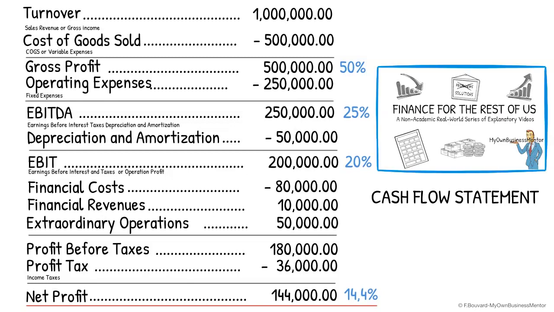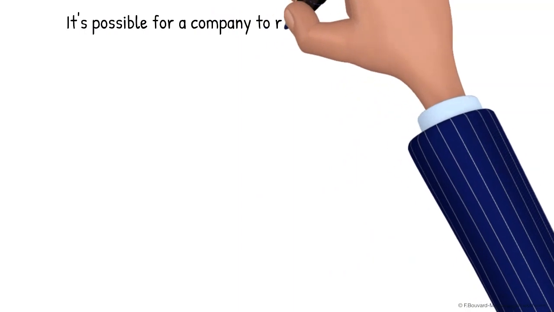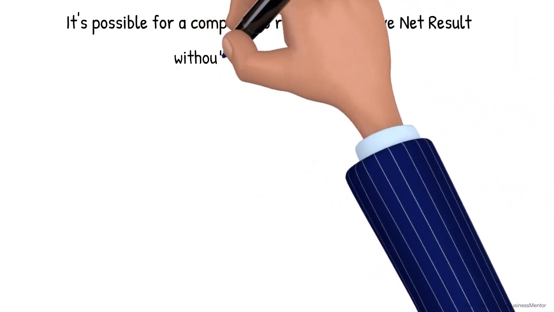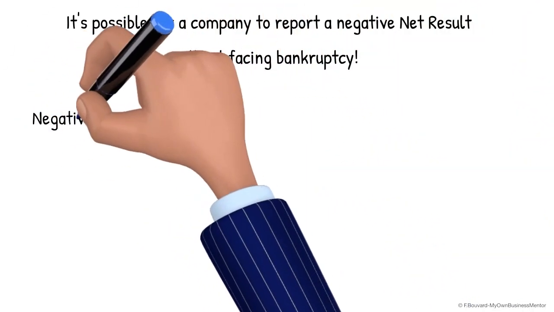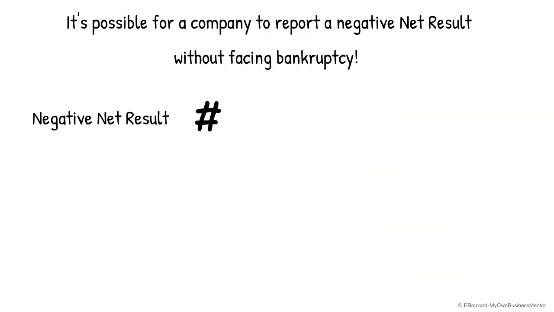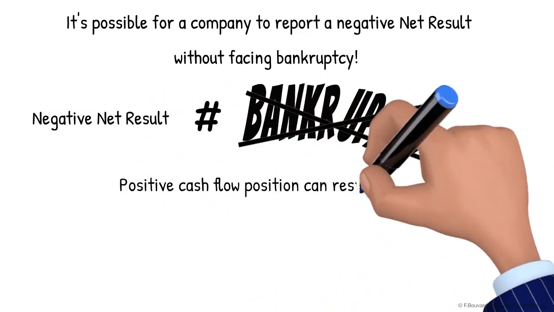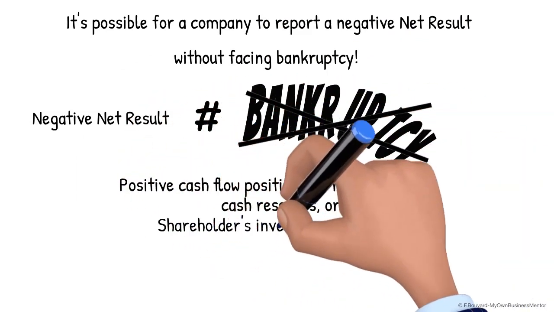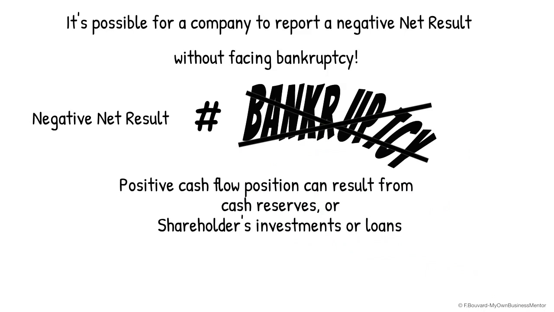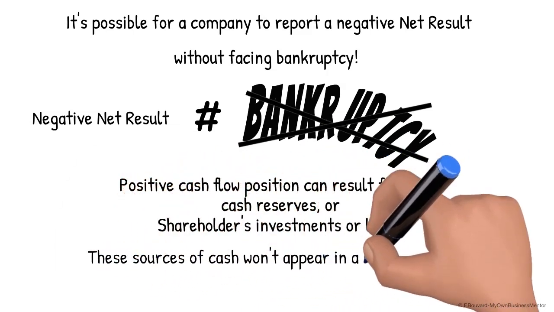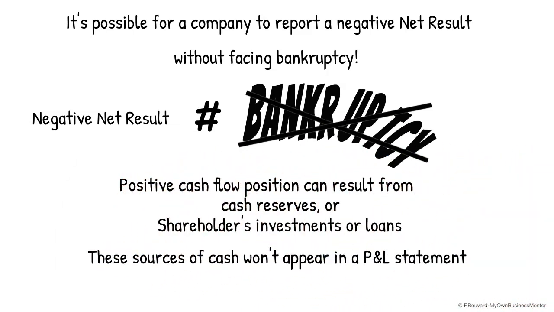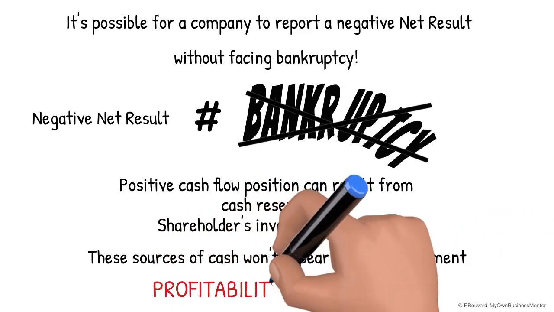Last piece of information: given that the net result does not directly reflect a company's cash flow position, it's possible for a company to report a negative net result without facing bankruptcy. Bankruptcy typically arises from a lack of cash, not merely from a negative accounting result like a P&L statement might show. Indeed, a positive cash flow position can result from cash reserves or shareholders' investments or loans, for instance. These sources of cash won't appear in a P&L statement, emphasizing the distinction between a company's profitability and liquidity.